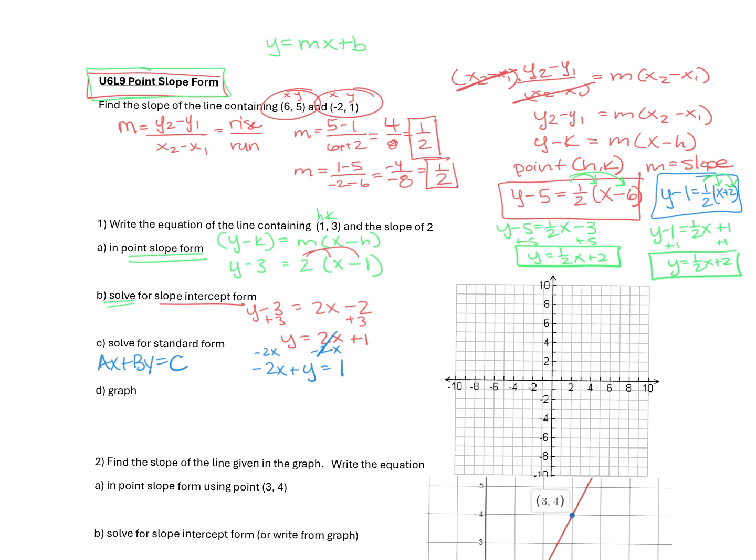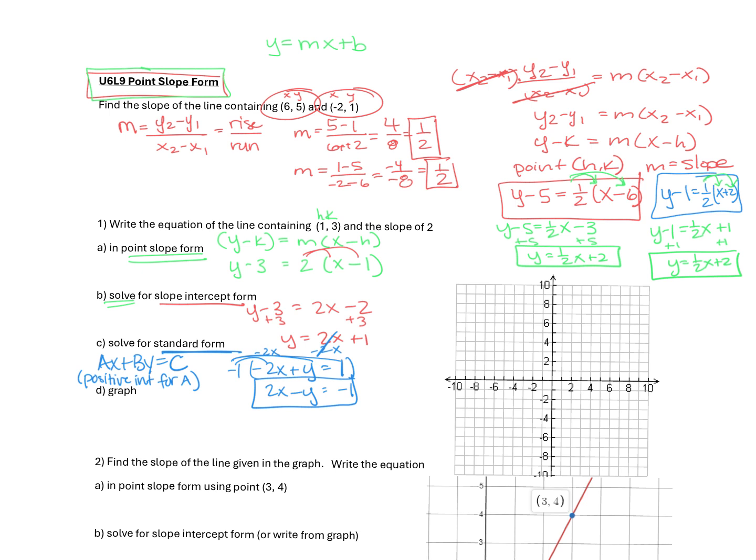Now, that's not considered standard form. Standard form has to have a positive integer for my A. I don't want it to be a negative 2x. I'd like it to be positive. So I'm going to multiply my entire equation by negative 1. That's going to change the sign to positive 2x minus y equals negative 1. This would be considered my standard form.